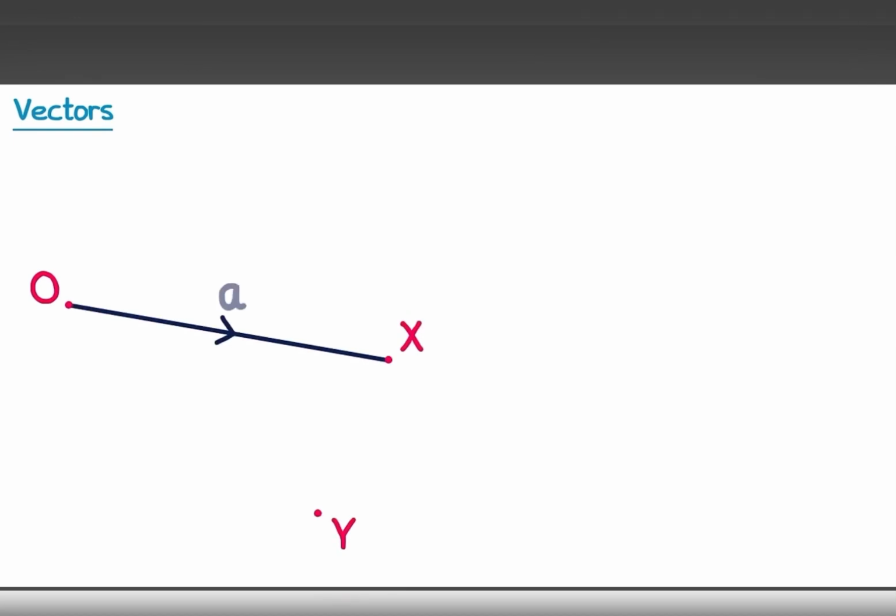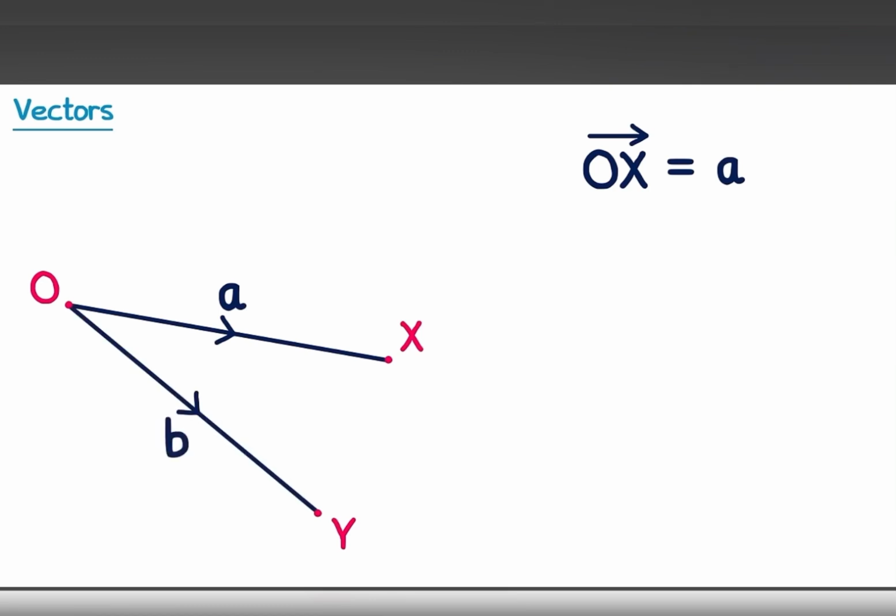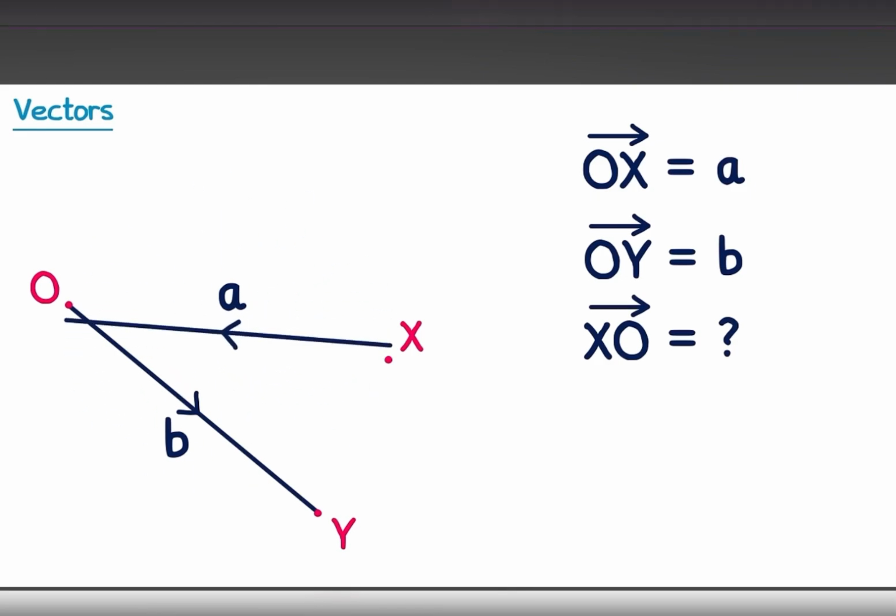So imagine there are 3 points O, X and Y. The vector for direction from O to X is A. Alright, OX vector be A. Now let the direction vector of OY be B. So we'll write down OY equals B. Now think about XO in the opposite direction.